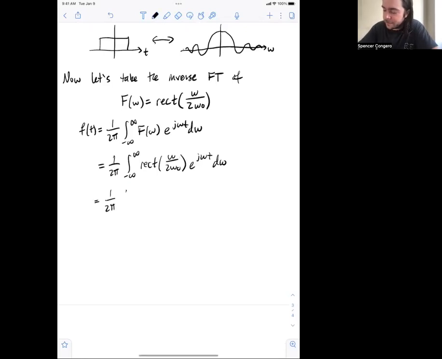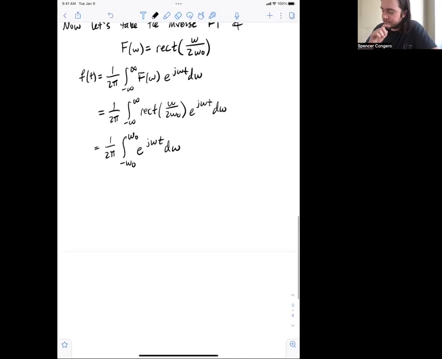So that rect function is 1 when omega is between negative omega naught and omega naught, and otherwise it's 0, so I don't have to integrate that because I know the integral is just 0. And I'm left with e to the j omega t d omega. So now let's do this integral. So we get 1 over jt, right, because we're integrating d omega, e to the j omega t from negative omega naught to omega naught.